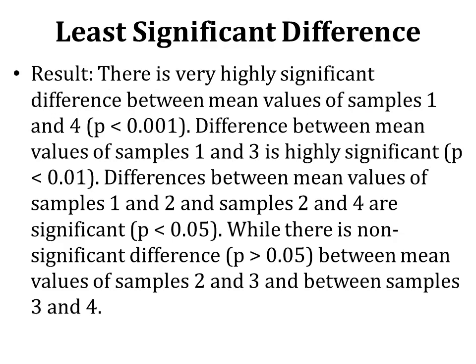And there are different ways you can report your least significant difference results. So this is just one way that you can report them. There is very highly significant difference between mean values of samples 1 and 4. Probability is less than 0.001. And the difference between mean values of samples 1 and 3 is highly significant. Probability is less than 0.01. Differences between mean values of samples 1 and 2 and samples 2 and 4 are significant. Probability less than 0.05. While there is non-significant difference, probability greater than 0.05, between mean values of samples 2 and 3 and between samples 3 and 4, right? So this is just one way that you can report your results.